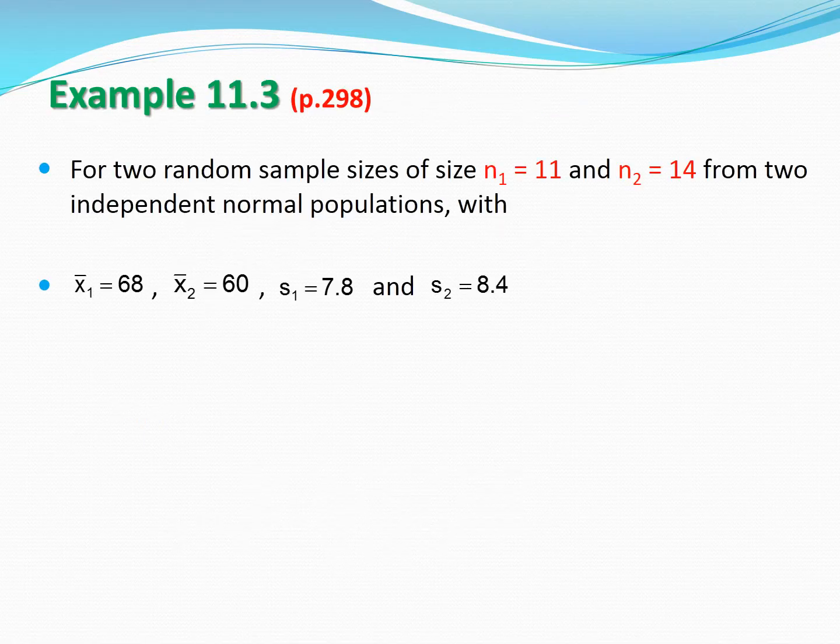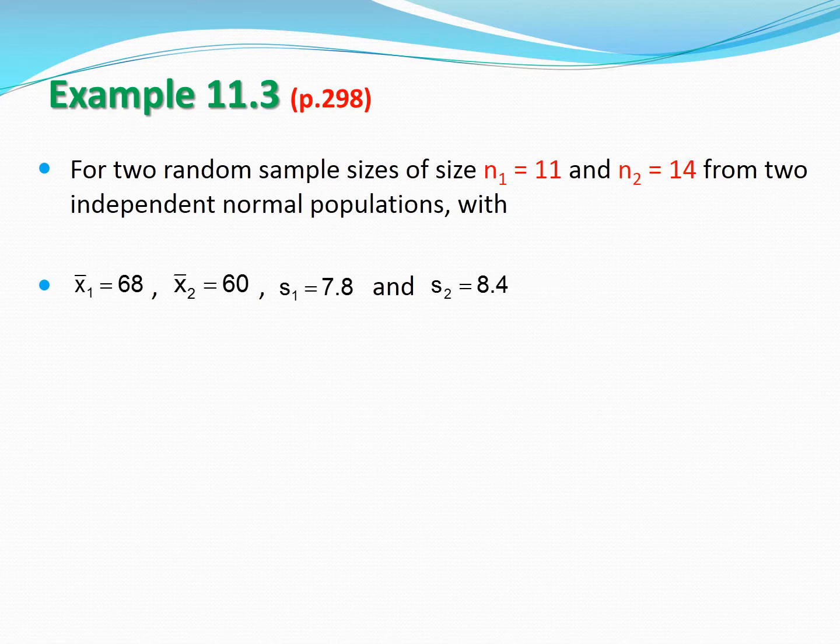In the first example on this, in example 11.3, they took two samples and they said that the first sample contained 11 elements and the second sample contained 14 elements. And then they give you the descriptive statistics.